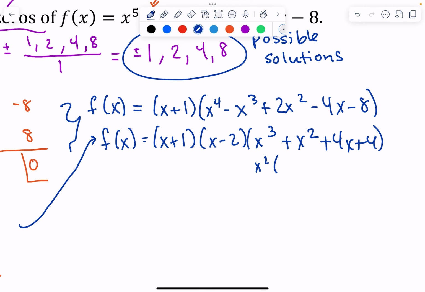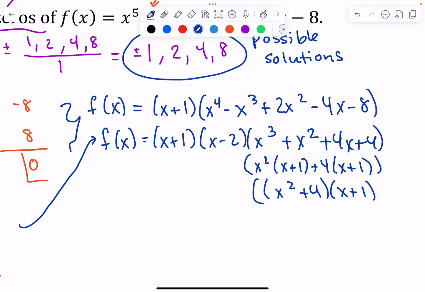So x squared times x plus 1 plus 4 times x plus 1. And then we have x squared plus 4 times x plus 1. And let's not forget that we still had the x plus 1 and the x minus 2 in front here.